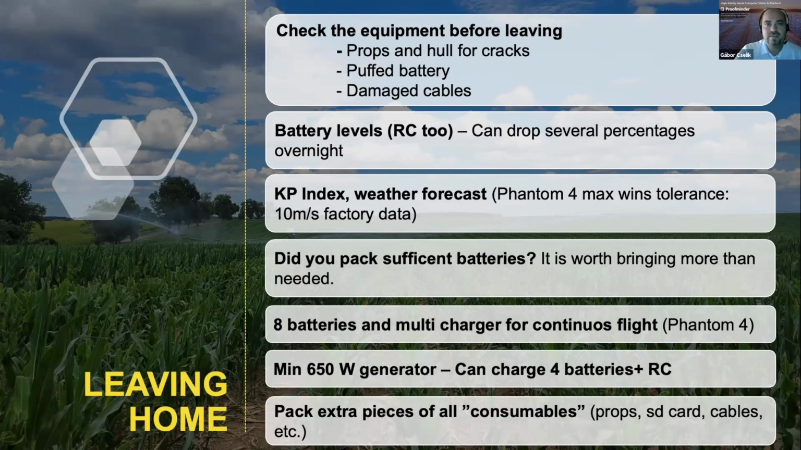Anything that's strange on your drone or your batteries should be a warning sign. For example, cracks on the hull of the drone, damaged batteries or puffed batteries that you shouldn't bring with you, or if the cables you use to connect your drone and your remote controller are a little bit damaged, you should replace them before you leave.